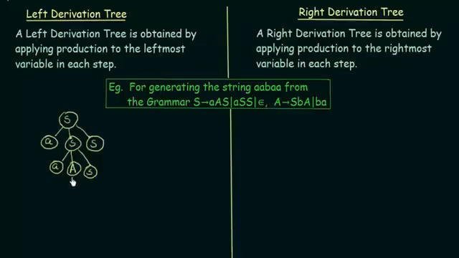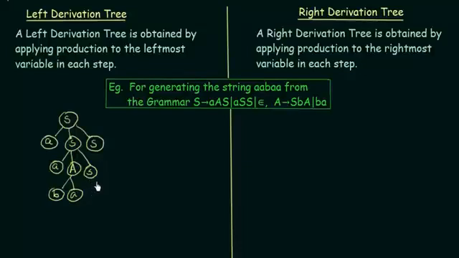Now from A, if I want to get B, what is the production that I can use? A gives BA. So I'll choose this one. So this A will give B and A. So I get this one. Now I am done with this one, and there are no more variables in this step. So I go back to the previous step.